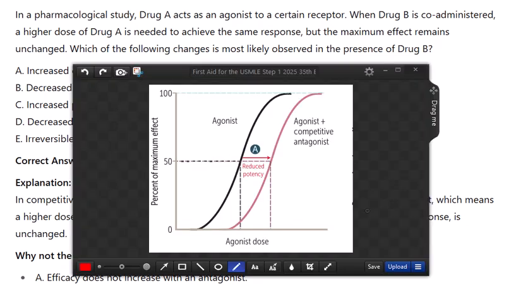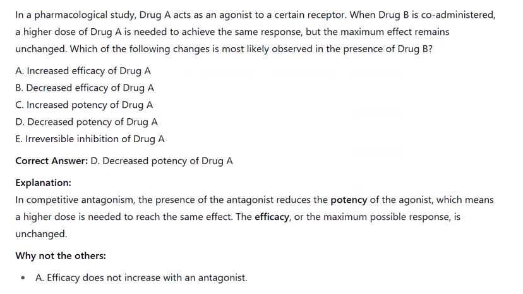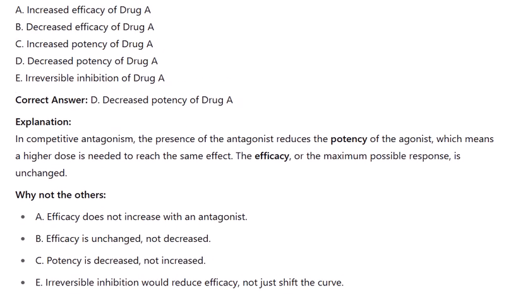In competitive antagonism, the presence of the antagonist reduces the potency of the agonist, which means a higher dose is needed to reach the same effect. The efficacy, or the maximum possible response, is unchanged. Why not the others? A. Efficacy does not increase with an antagonist. B. Efficacy is unchanged, not decreased. C. Potency is decreased, not increased. E. Irreversible inhibition would reduce efficacy, not just shift the curve.